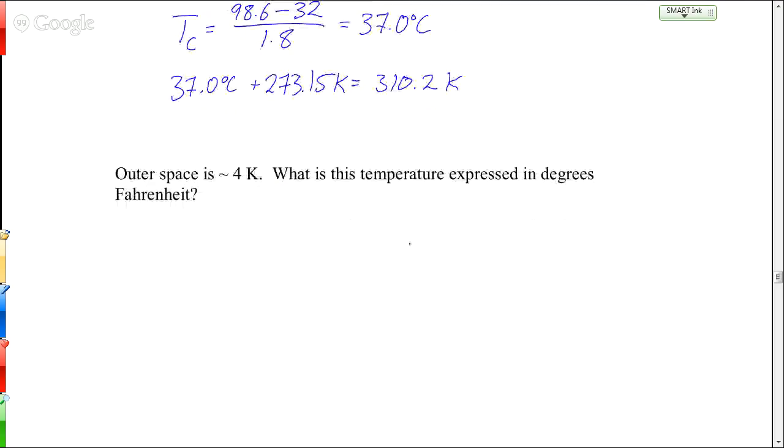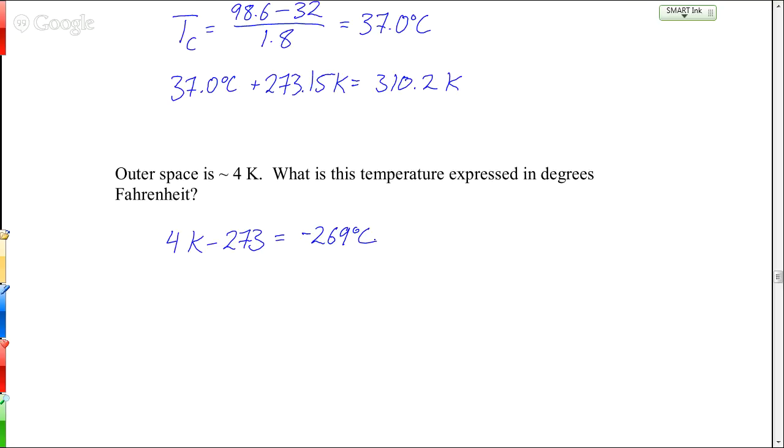All right, outer space is about 4 Kelvin. What is this temperature expressed in degrees Fahrenheit? What do we have to do to get to Fahrenheit from Kelvin? Yeah, we're going to go Kelvin to Celsius and then to Fahrenheit in the same way. So 4 Kelvin minus 273 is going to be minus 269. Okay.